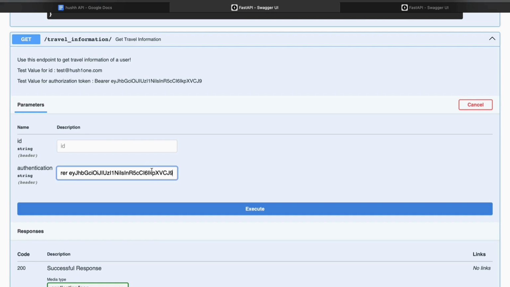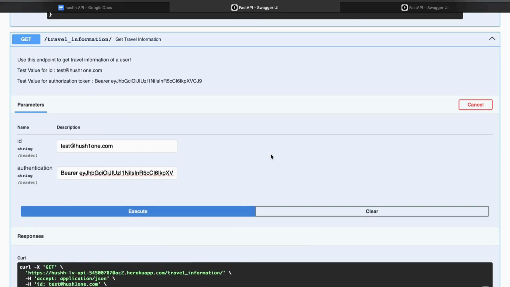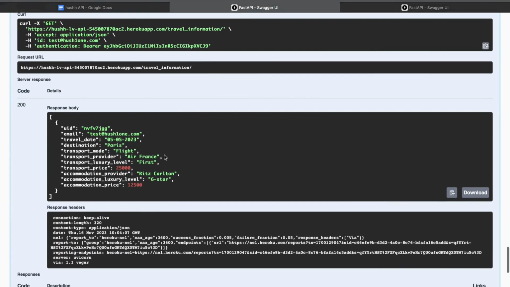We also have an API for the travel information of your customers. This gives you insights into their travel dates, their transport mode, their transport provider, the transport luxury level, whether they traveled first class or economy class or business class, the transport price, the accommodation provider, the accommodation level, and the price of the accommodation. Because say a customer loves LV and they frequently travel to Paris for their business trips, it makes a lot of sense for the LV outlets in Paris to understand the preferences of the particular customer and then target them accordingly.